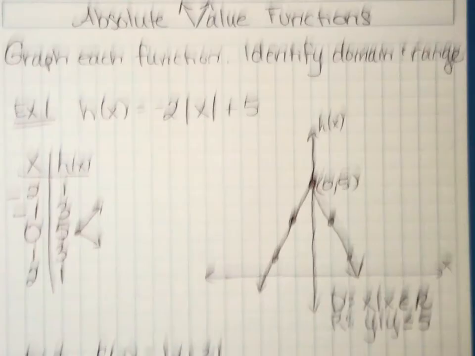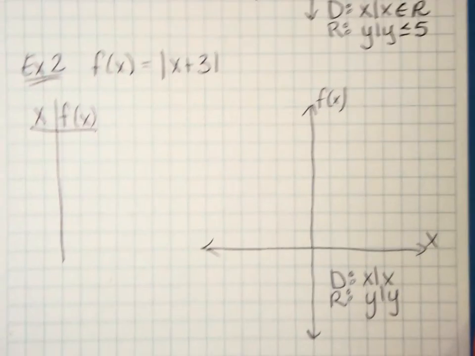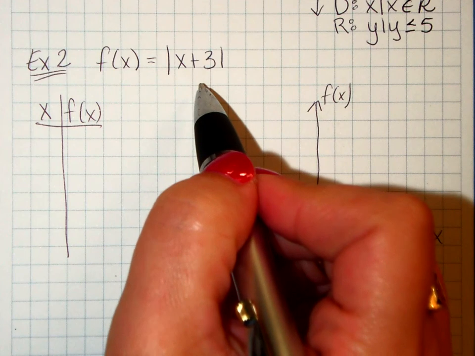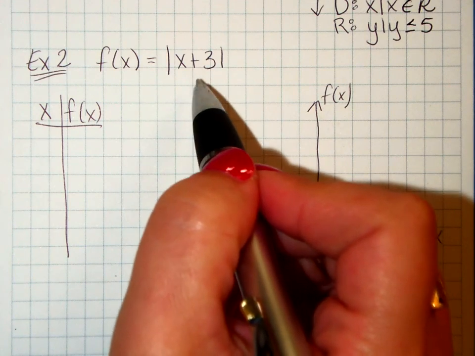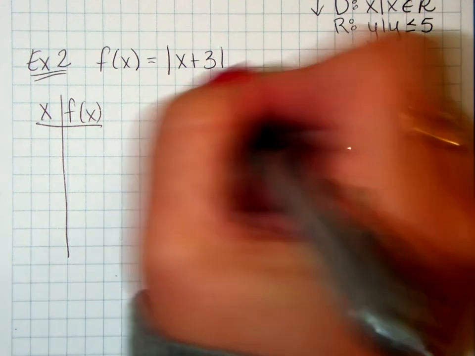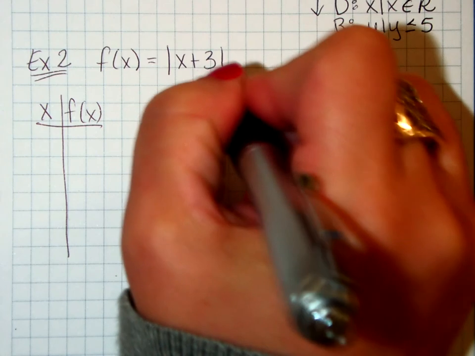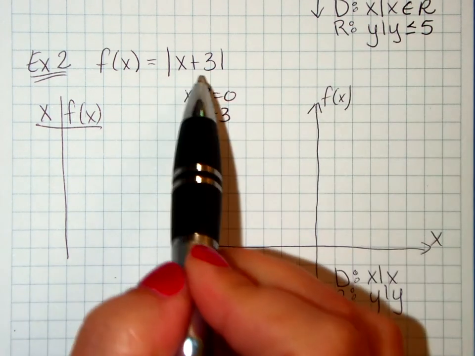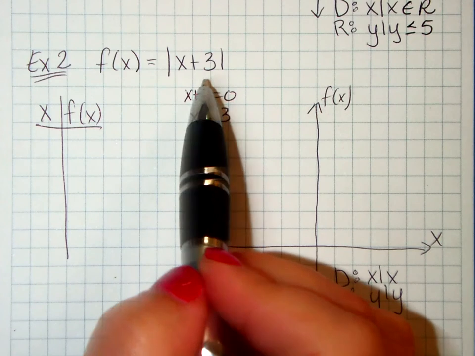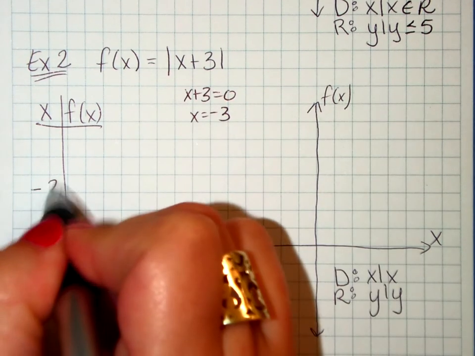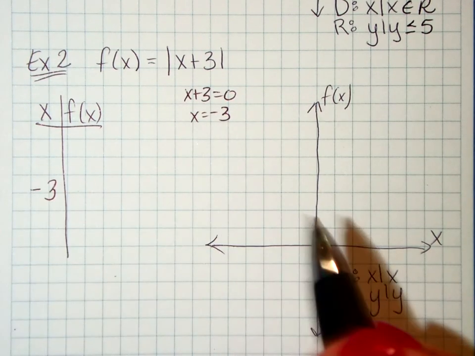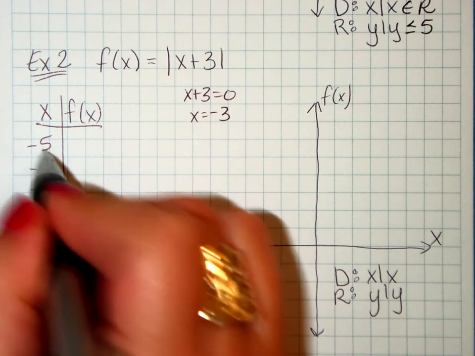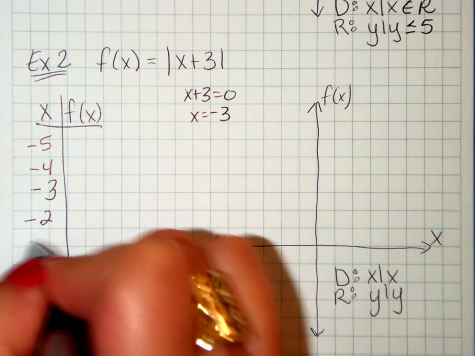Okay? The next example I want to show is a little different. When we look at this, again, we want to say, did we move left or right? You could just set what is inside equal to 0, and you get -3. Or you can just look at this and say, okay, it moved left 3. So I'm going to put -3 in the middle of my XY chart. So I want 2 on the left, 2 on the right. So -4, -5, -2, -1.